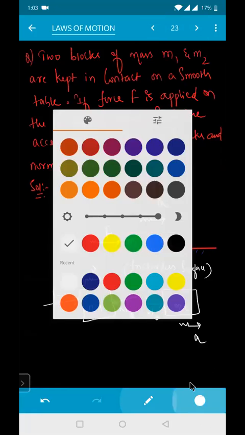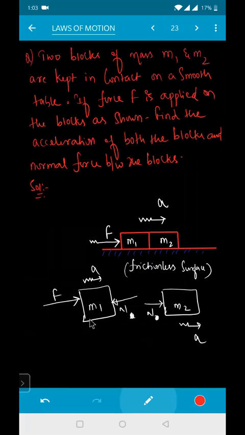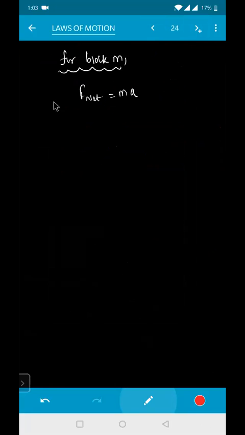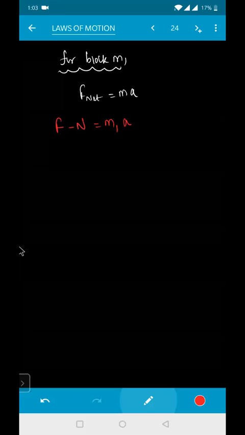Net force क्या क्या है? देखो m1 पे क्या क्या फोर्सेस लग रहे हैं? पॉजिटिव एक्स एक्सिस में F लग रहा है और नेगेटिव एक्स एक्सिस में n लग रहा है। तो पॉजिटिव फोर्स पहले लिखो, नेगेटिव फोर्स बाद में। तो F माइनस N इज इक्वल टू मास ऑफ बॉडी m1 इनटू योर एक्सेलरेशन a। ये निकला सभी को? Yes sir.